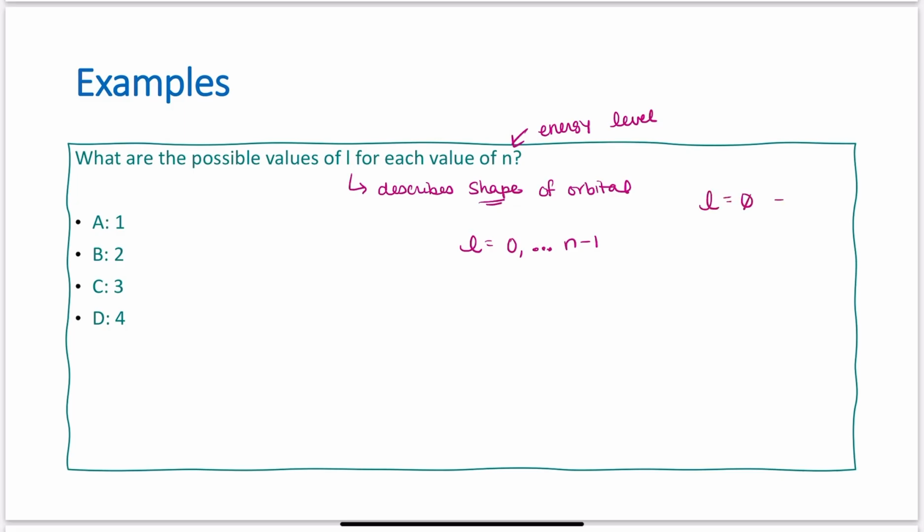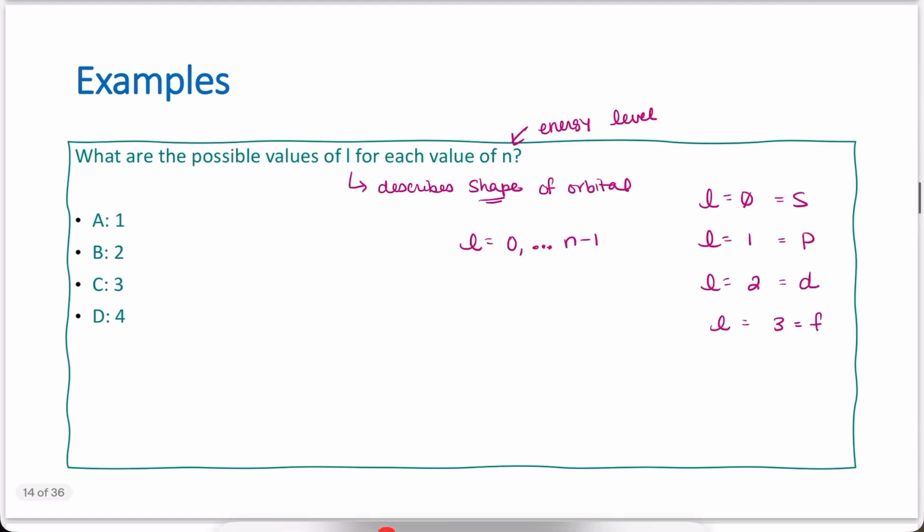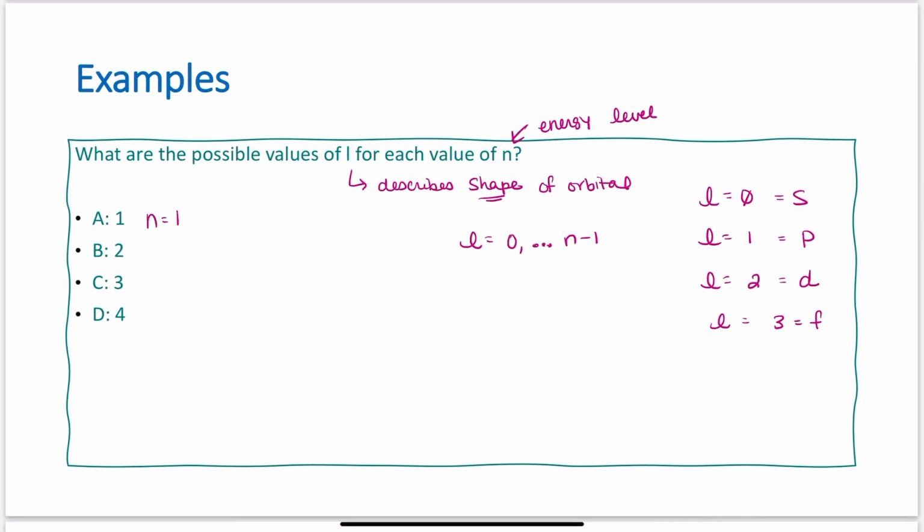And for ground state, remember L equal to 0 means an s orbital. L equal to 1 means a p orbital. L equal to 2 means a d orbital. And L equal to 3 means an f orbital. If I have an N value of 1, the only possibility for L is 0. The only electrons that can exist in the N equals 1 energy level are your s electrons. We only have 2 s electrons that reside in that N equals 1 energy level.